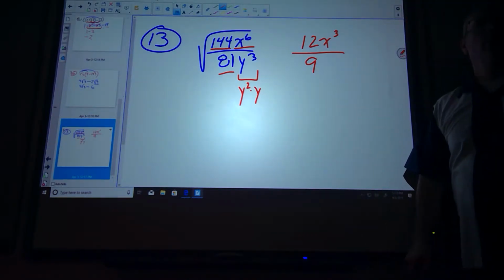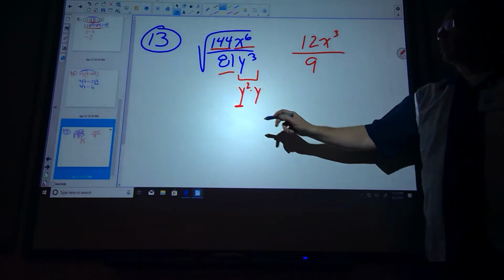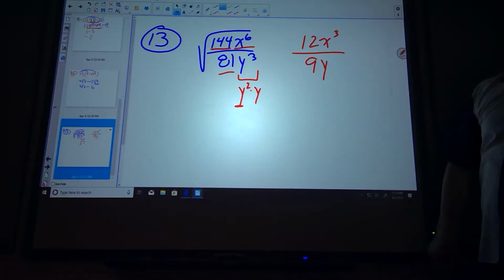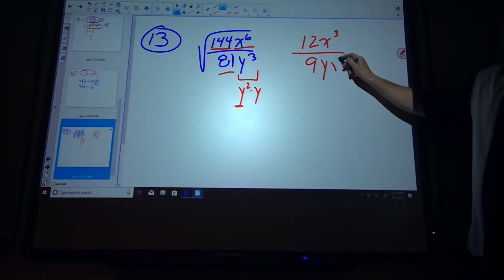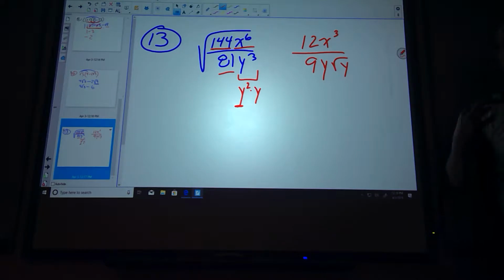Do you agree with that? What's the square root of y squared? Y. Is there something left inside? Y. So I have that. Okay, so we're like totally, really close to being done with this problem. Does everyone feel comfortable understanding how there is a square root y on bottom? Because it wasn't a perfect square.